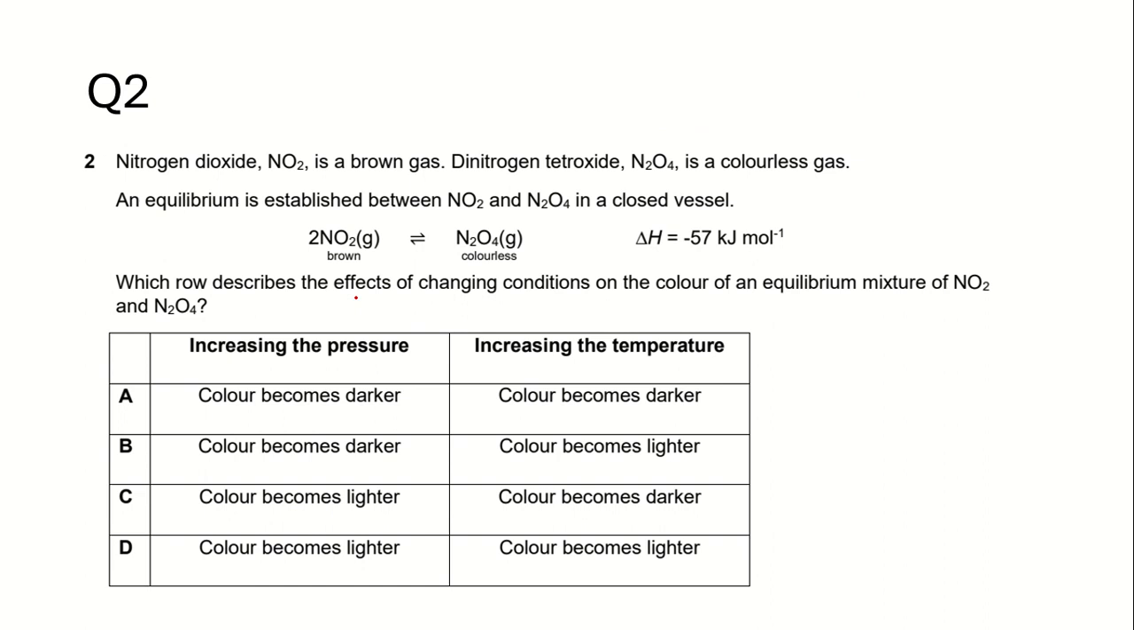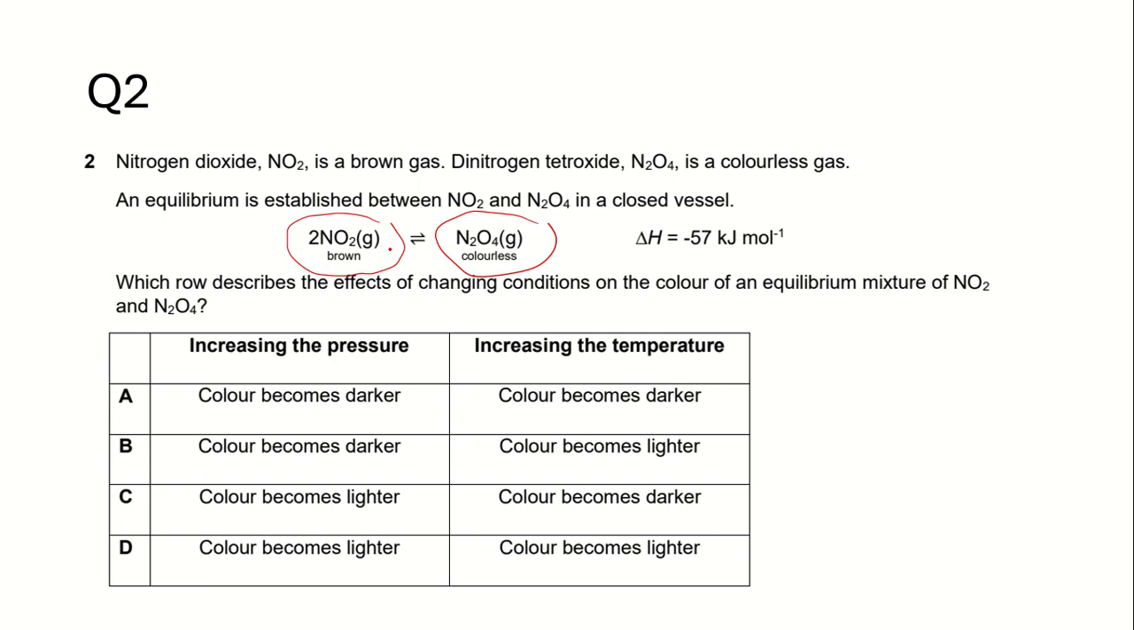Now let's look at question 2. Question 2, there is an equilibrium given. Nitrogen dioxide will form dinitrogen tetroxide. These two have different colors. One brown, the other one colorless. So if the equilibrium position changes because of the change in condition, let's say the equilibrium position shifts to the left hand side, more NO2 will be produced, so the color of the whole mixture will become darker brown.